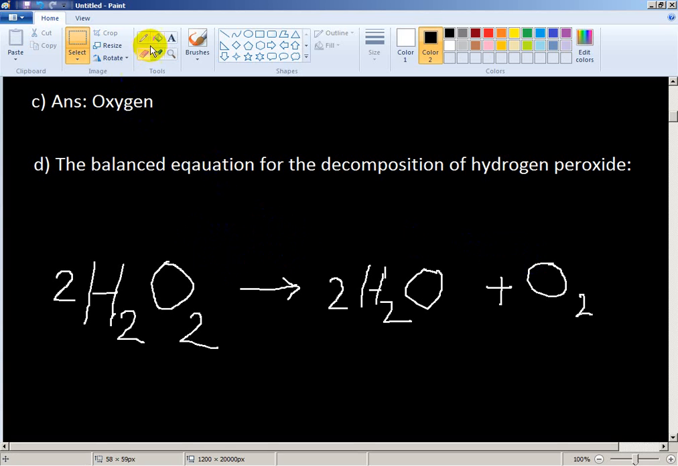Okay, the state symbols should be given. This is an aqueous solution. This is liquid. Okay, we will give the state symbols. It is not possible here. Okay, I am giving the state symbols, no problem.